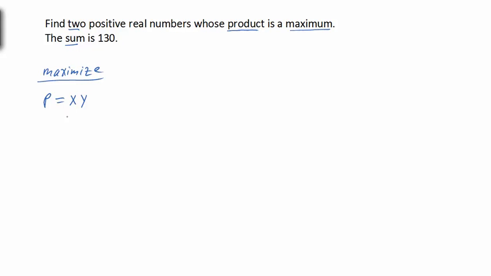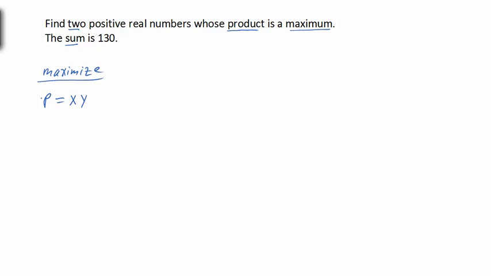I'm using x and y. You could use a and b or d and e or whatever you want. So the product of our two numbers, one number's x, one number's y, so x times y is equal to some value p. And we're trying to find what two numbers will add up to 130, and when we multiply them together, they will give us the maximum product, the largest number.